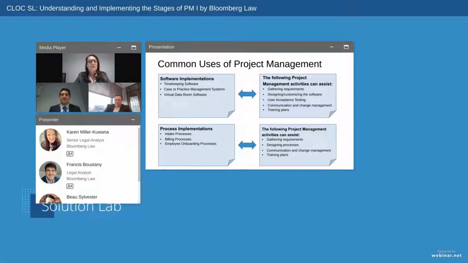Another common project type is what are called operational process implementation projects, such as the case or legal matter intake process that happens in-house, billing processes, or even employee onboarding processes, which may, as I said, overlap with other departments in the business unit.